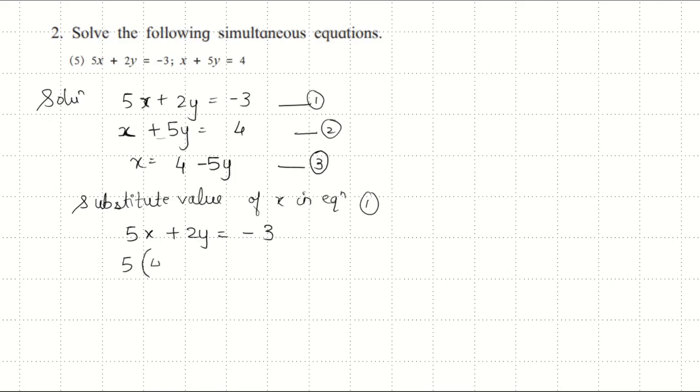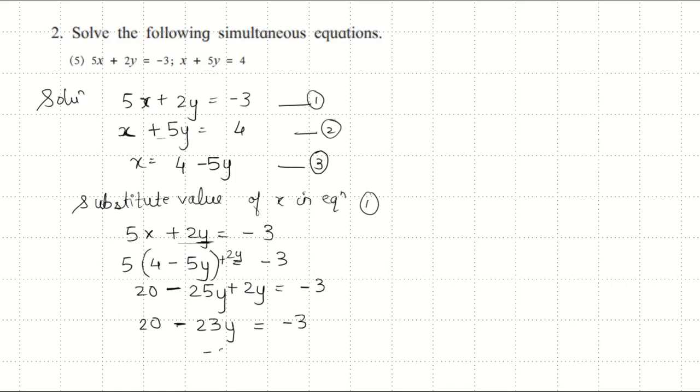What is the value of x? 4 minus 5y is equal to minus 3. 5 4s are 20. Plus into minus is minus. 5 5s are 25, and this y. See, here I forgot to mention plus 2y. Here plus 2y is missing. We will write down plus 2y is equal to minus 3. You need to be careful when we calculate or when we multiply. We need to also check this value which is there. These are silly mistakes which may happen while solving the question, and we may end up getting incorrect answers. So 20 plus into minus is minus. 25 minus 2y is 23y. Sign of the bigger number is minus, 23y is equal to minus 3.